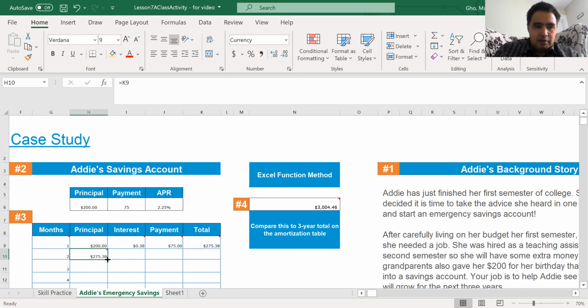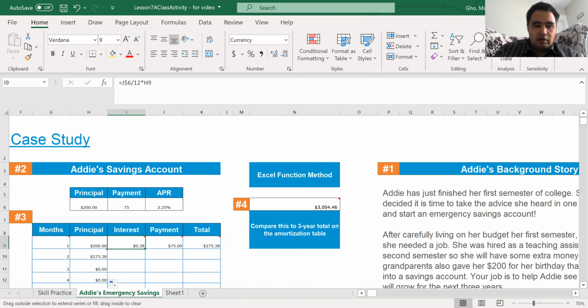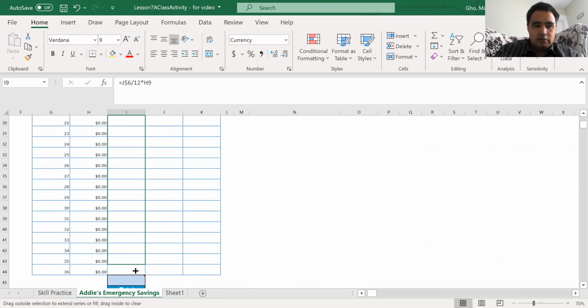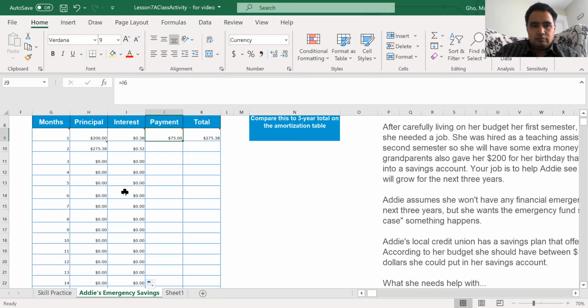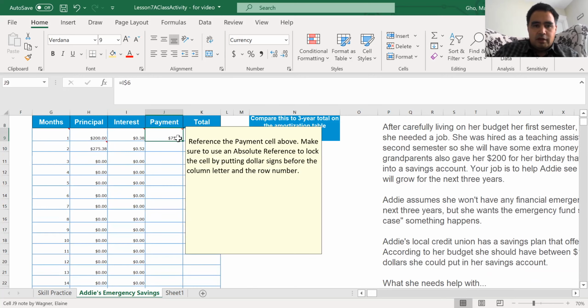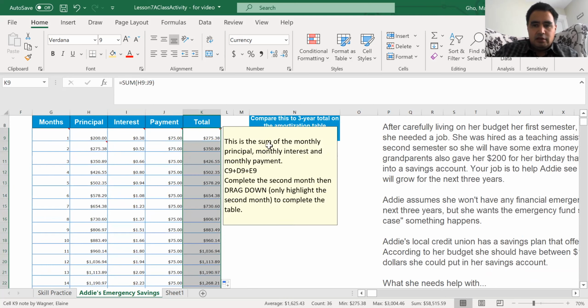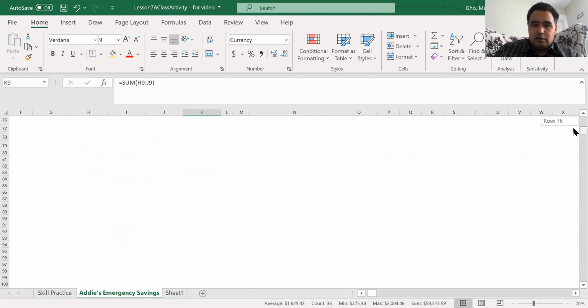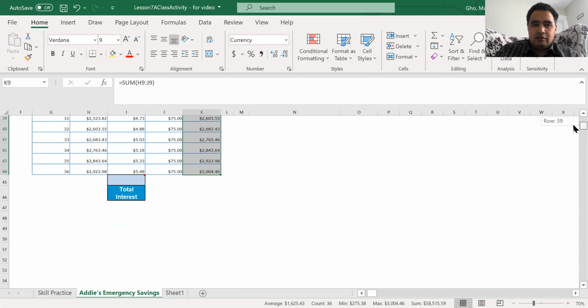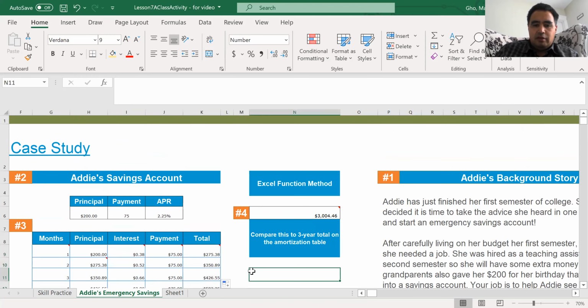And I'm just going to copy this all the way down. The interest, we have that. We can copy this all the way down as well. I'm going to lock this down, anchor it, so I can copy that. And this one I can just copy down. So now we have the same value, $3,004.46.